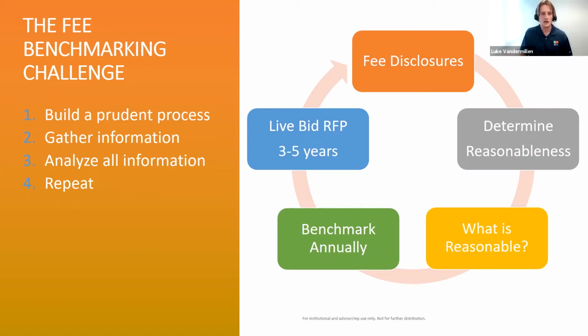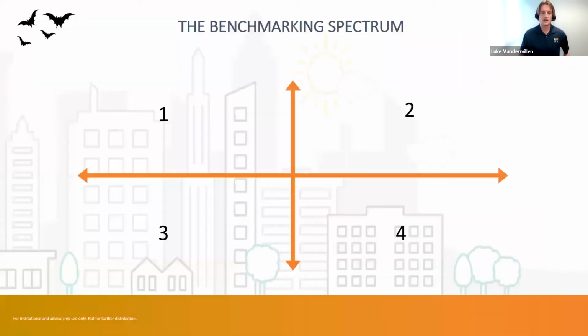And then lastly, we have the live bid RFP type resources that the ERISA community suggests that you perform every 3 to 5 years or so, or at the onset of a new client relationship. Those are typically more robust benchmarking resources that involve soliciting quotes from competitive record keepers and then comparing their proposed pricing structure to the current pricing structure of the plan. So with that, we have our fee benchmarking cycle, our process.